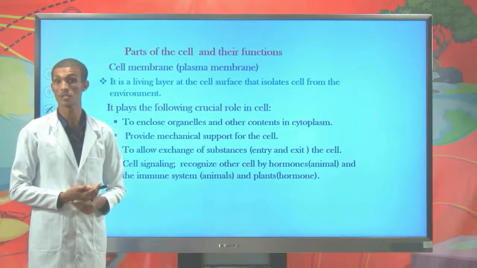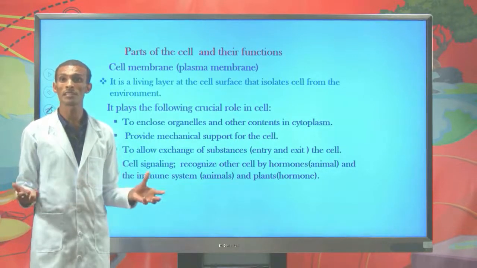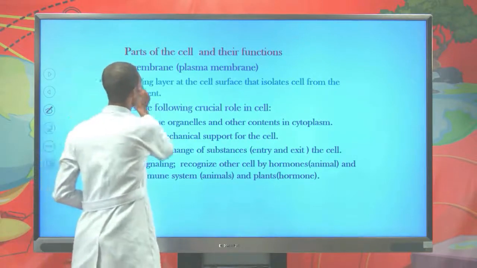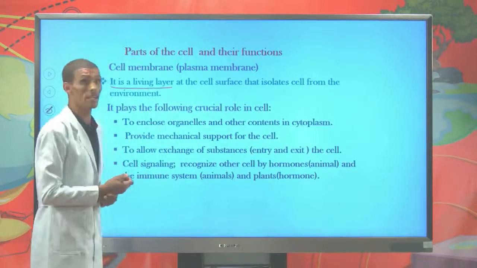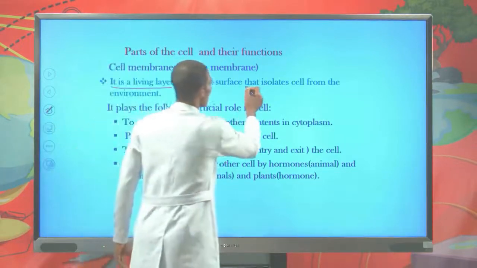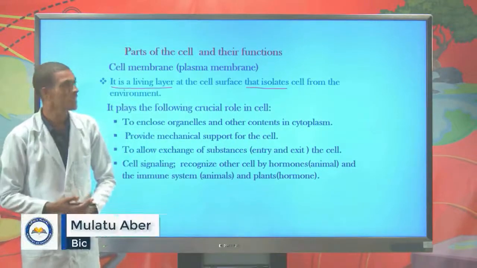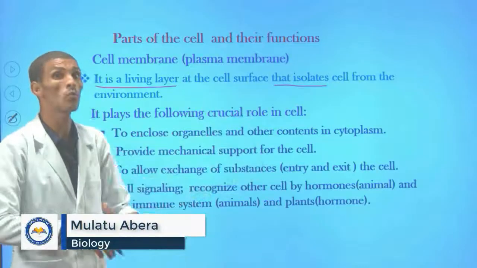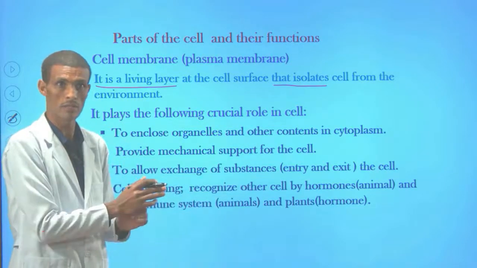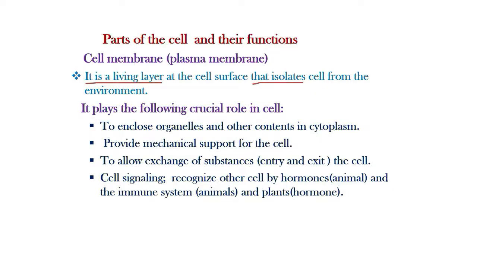Parts of the cell and their functions are another topic that we are going to see. Cell membrane. Sometimes the cell membrane is considered the plasma membrane. It is defined as a living layer of a cell found at the surface of the cell, which is very important in isolating the cell from its surrounding environment. It is a boundary between the cell and its environment. We cannot touch our environment directly. We are isolated because of the presence of our surface plasma membrane.